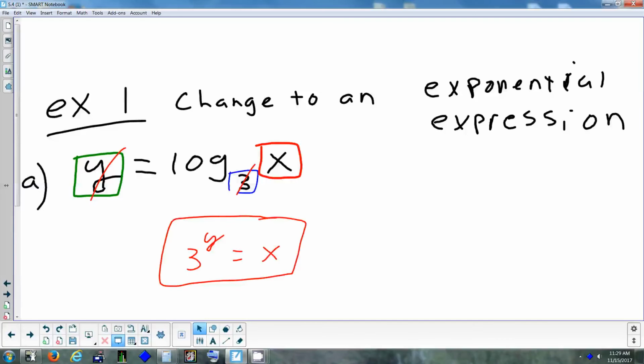Let's say you knew y was 2. Well, then you could solve it. 3 to the second power, and x would be 9. But to get a numerical answer, you'd have to know more information. Any question on how we change that to exponential?